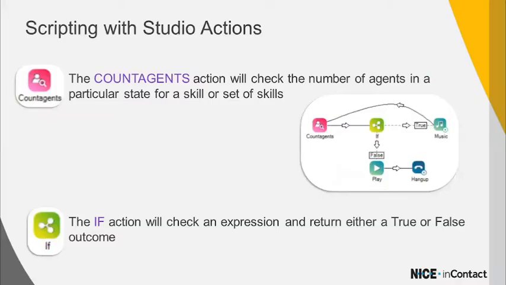In Studio, when we define the scripting, these are some of the palettes, or options, which Studio gives us to create our own routing. Count agent is an action which checks the number of agents in a particular state for a skill or a set of skills. Suppose I have five agents, and out of five agents, how many are actively logged on to that particular skill, or how many agents my supervisor has assigned to it.